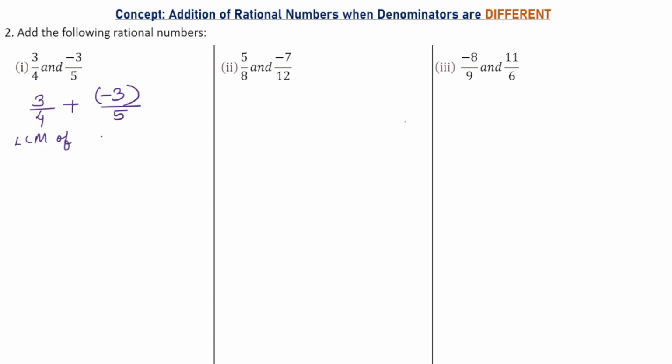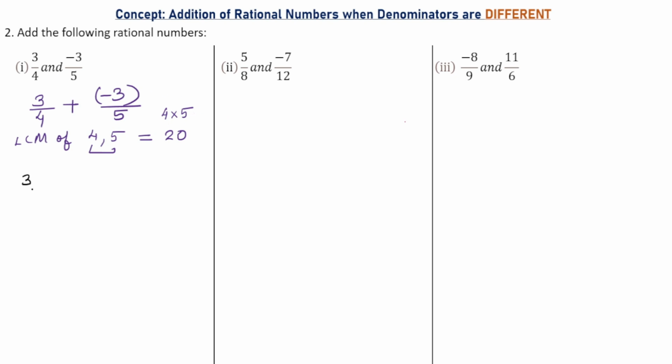So LCM of 4 and 5 will be 20. As 4 and 5 are co-prime numbers, their LCM will be their product. It means I have simply multiplied 4 with 5 and I get their LCM.